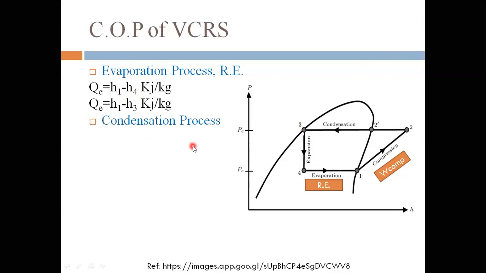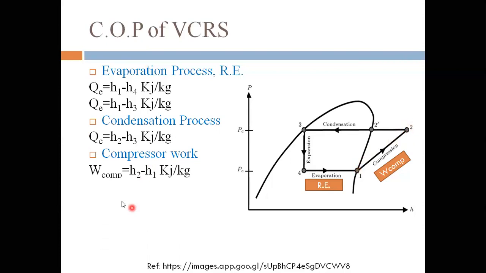Now, the condensation process. In the condensation process, there is an enthalpy change from 2 to 3, and 2 is the higher value as compared to 3. So the condenser heat is H2 minus H3. Similarly, the compression work. This one is the compression process. In this, there is an enthalpy change from 1 to 2, but 2 is the higher value as compared to 1. So we have the W compressor as H2 minus H1.